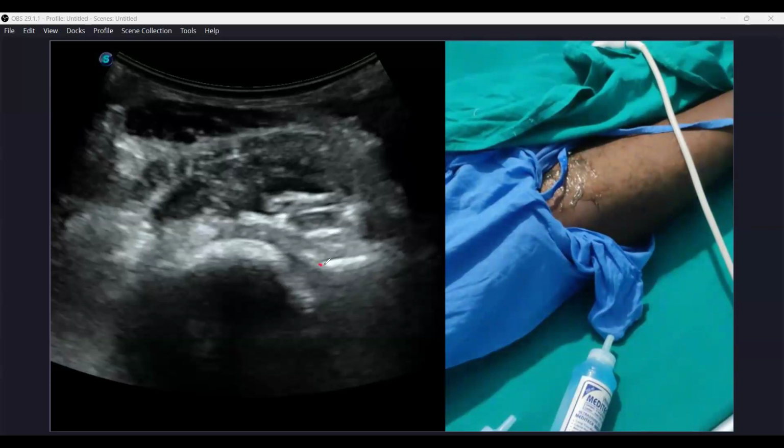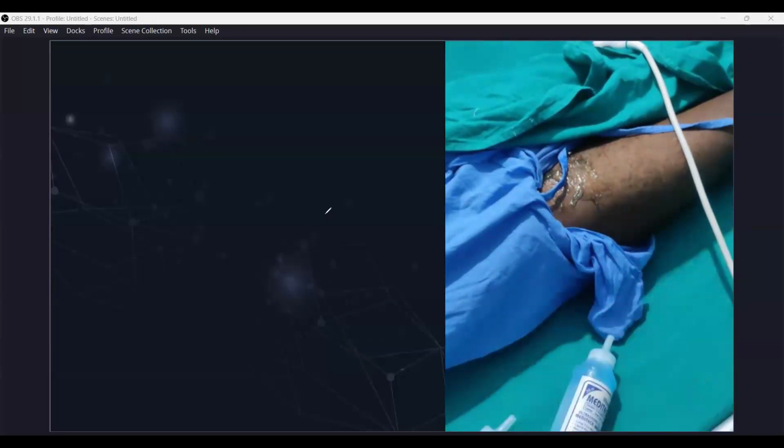So this is the bony portion, and here it is the labral portion, and this is the tendon portion, and this is the iliopsoas portion. Let us do one thing. Instead of this curvilinear probe, let us take the linear probe so that this anatomy could be in high resolution and more clear.